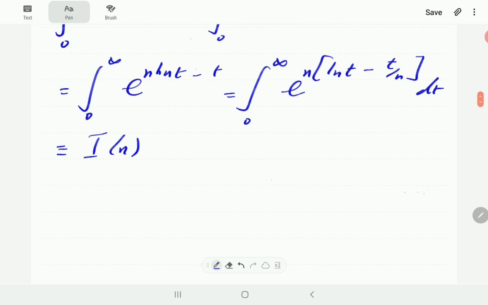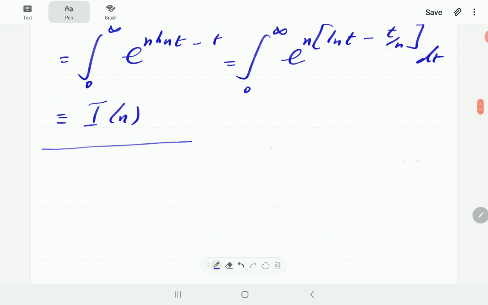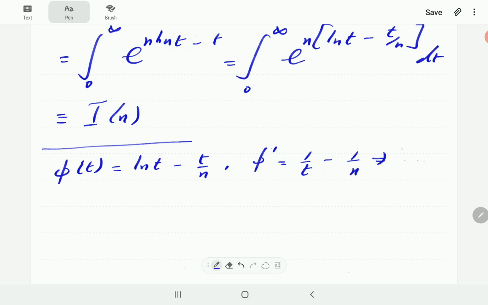So in the terminology of the Laplace's method, our phi of t is ln t minus t over n, which means phi prime is going to be 1 over t minus 1 over n. This tells us that the stationary point is going to be n.